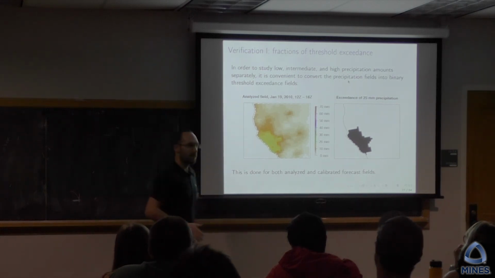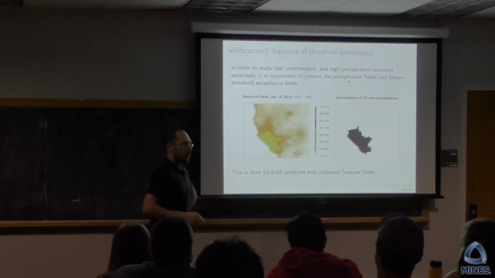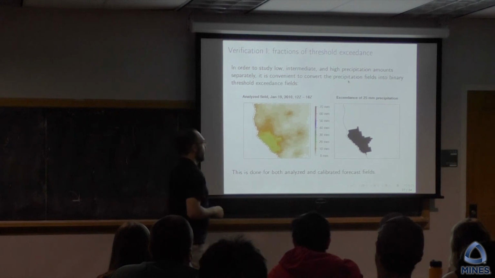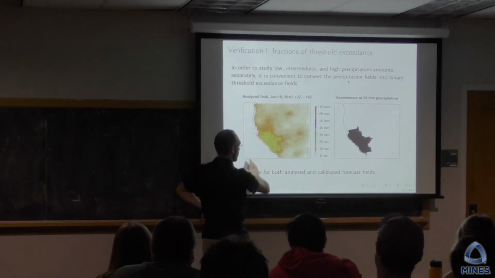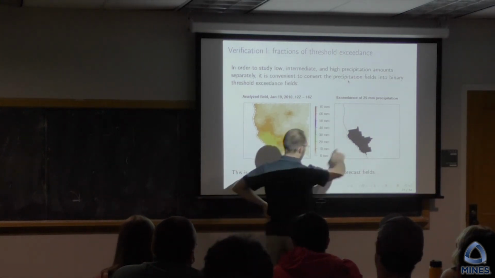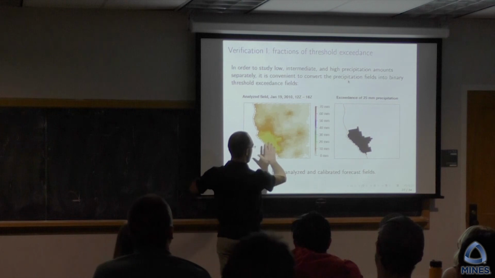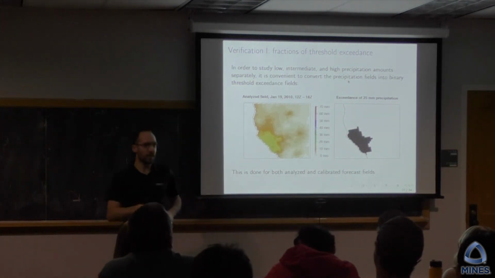And so what I do, and this is what's often done, is first I do some thresholding. That allows me to study heavy precipitation and light precipitation separately. I look at exceedance of a certain threshold, and that just turns every field into a binary field. So everything that's above 25 millimeters is black, is 1, the rest is 0.